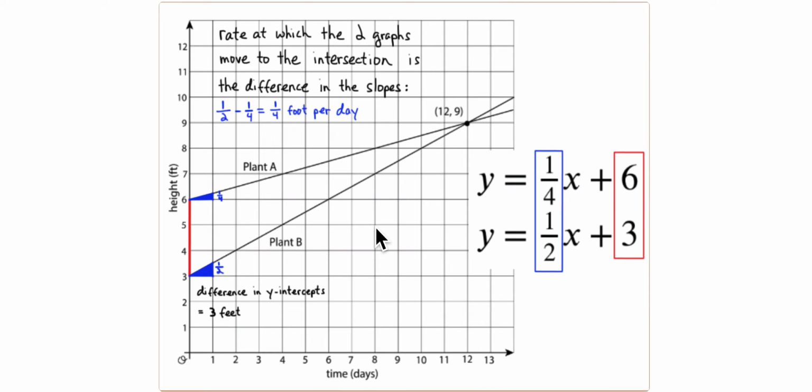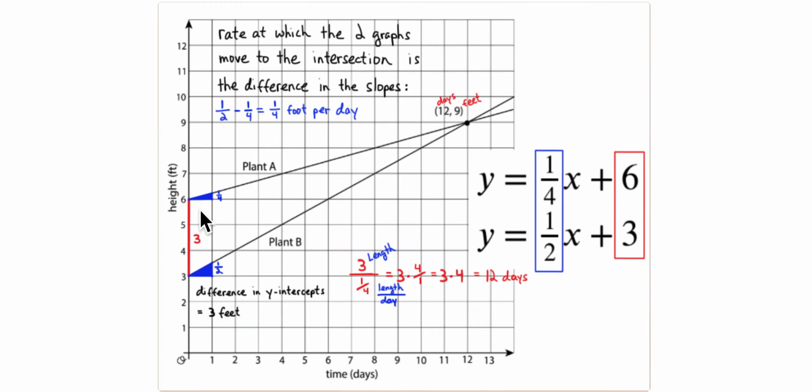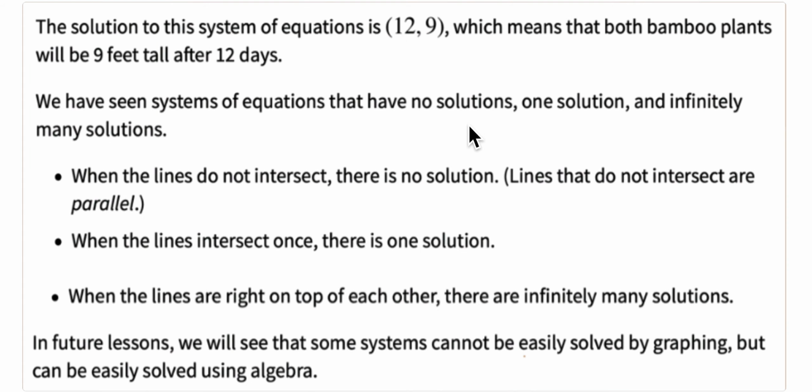So how long is that going to take? Well, if you start out at 3 feet apart and you're going to take out 1/4 of a foot each day, that's a division problem. 3 feet is the length divided by 1/4 of a foot each day. That answer is 12 days. 3 divided by 1/4 equals 12 days. So it will take 12 days for these two plants to be at the same height, and that's the solution, which is 9 feet, and that's the solution to both equations, or the solution to the system of equations.